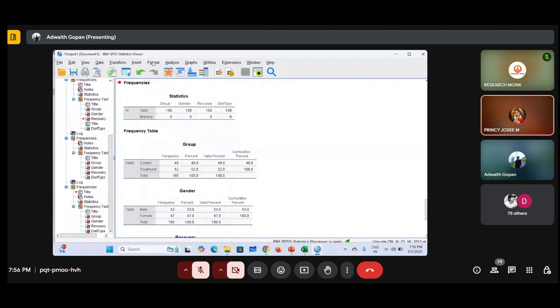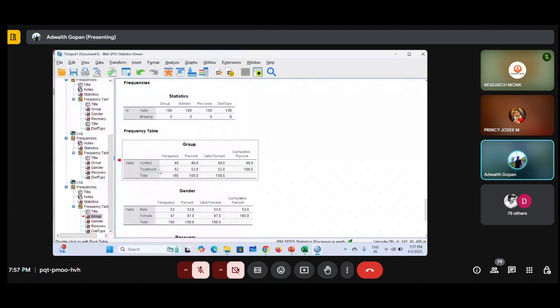Sir, why are we doing this frequency table, sir? Because we have to introduce our variables, right? We want to know how they are distributed. In the variable group, you can see there are two categories. One is control and another one is treatment. Before doing any sort of analysis, we must know how many samples are there in control and treatment. Only after that we can go for analysis.